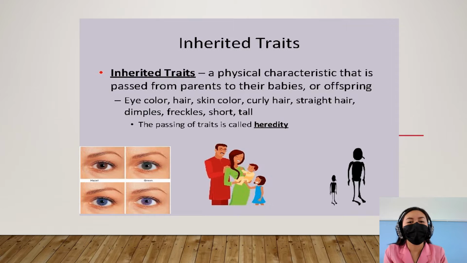So let's read the meaning of inherited traits. Inherited traits are physical characteristics that are passed from parents to their babies or offspring, like eye color, hair color, skin color, curly hair, straight hair, dimples, freckles, short or tall. This passing of traits is called heredity.